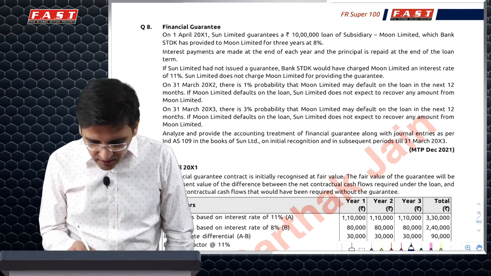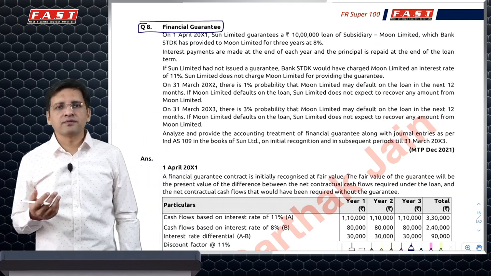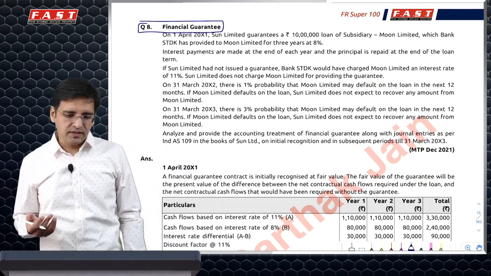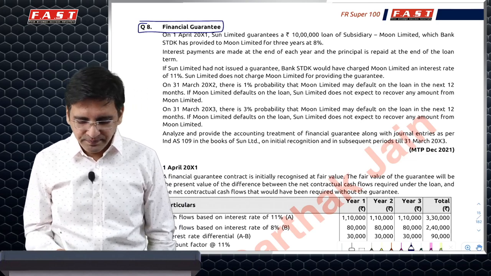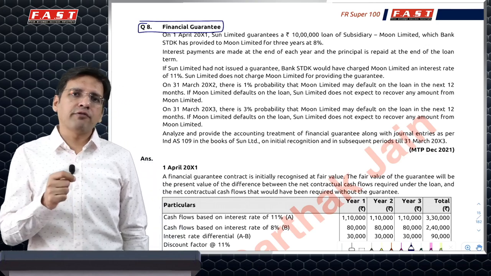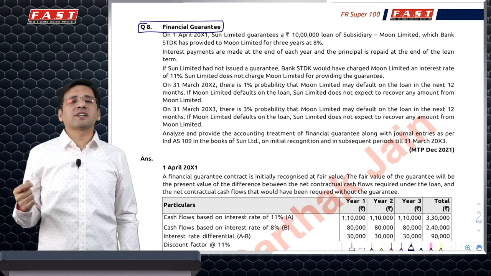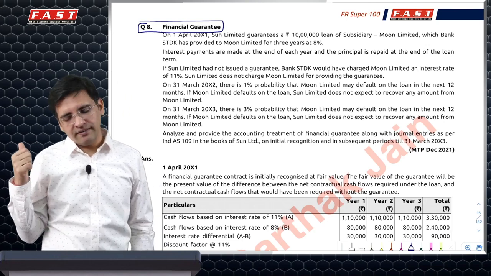Strange. This is another question which is a very different question, because none of these questions or similar questions were there in the study material. Nevertheless, a pretty simple and direct question. Accounting for financial guarantee. Remember, financial guarantees are accounted for under Ind AS 109. Performance guarantees are accounted under Ind AS 37.